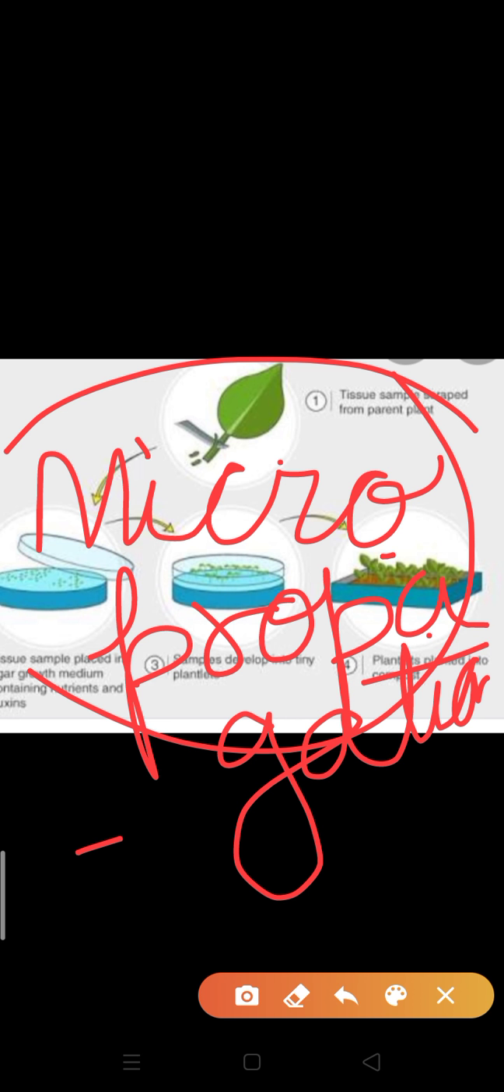Clear? Very little space is required. You can see in the picture that a small petri dish is more than enough for the development of it. When the small plantlets get roots and shoots, at that time they can be transferred to another area. Clear? So it is a method that consumes very little space.